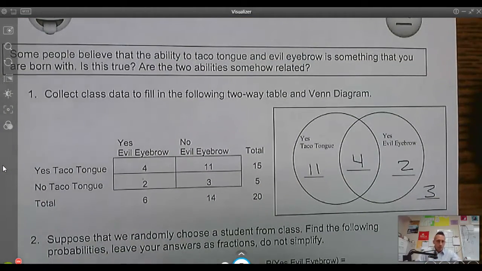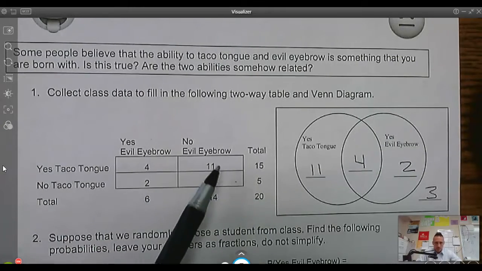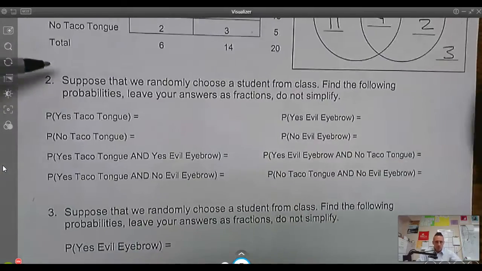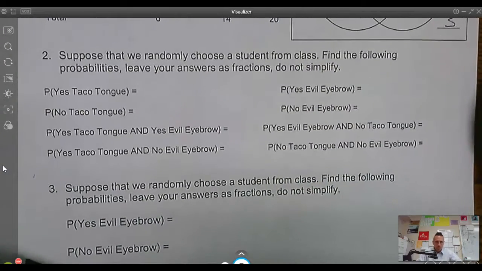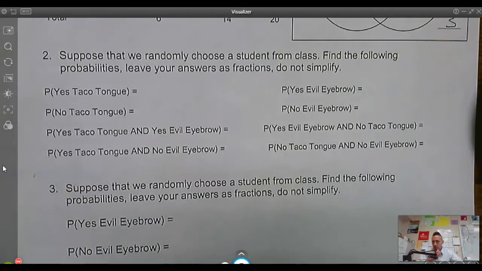All right, what I'm going to want you to do now is go ahead and use the two-way table. I think that's a little easier to find the probabilities, and answer all of question 2 and all of question 3. So pause the video now, go ahead and do that, and then check back in and I'll go over those with you.